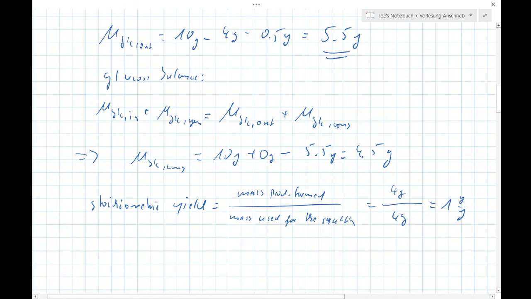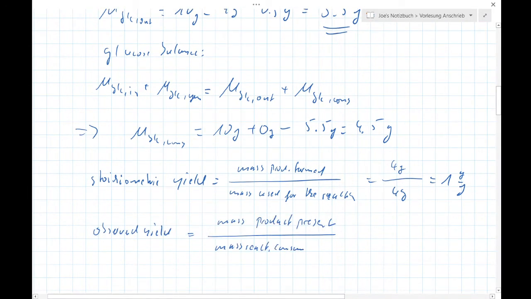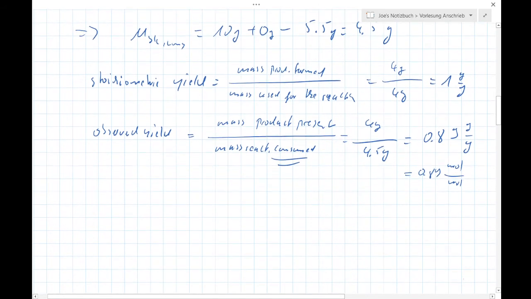So now we come to the observed or apparent yield. Again we have our 4 grams, and now we look at our glucose consumed, and that's 4.5 grams. Putting that in the calculator, we end up with 0.9 grams per gram. And by the way, this is the same as 0.89 mole per mole, as it's an isomerization again and the molar masses are the same.